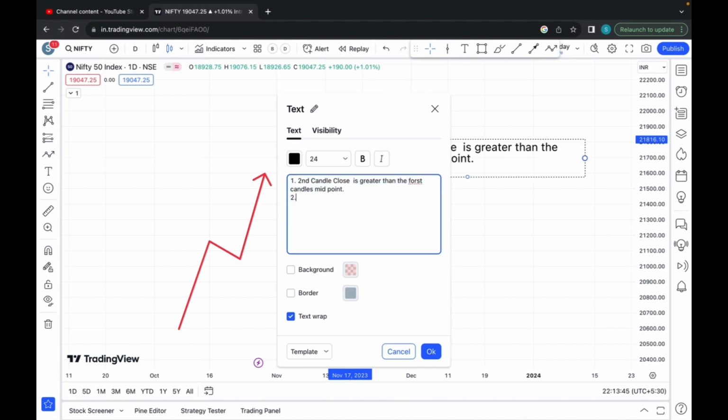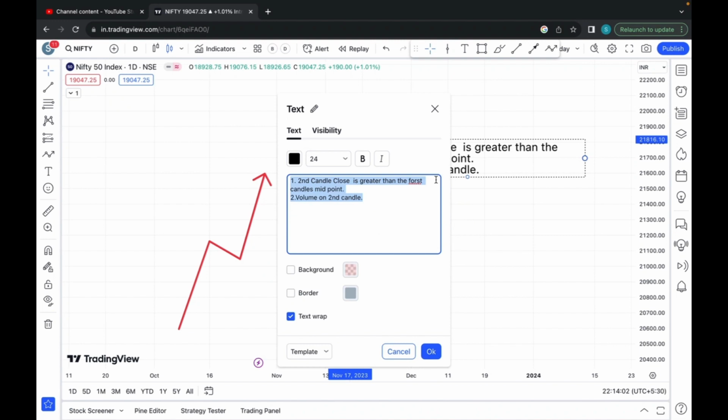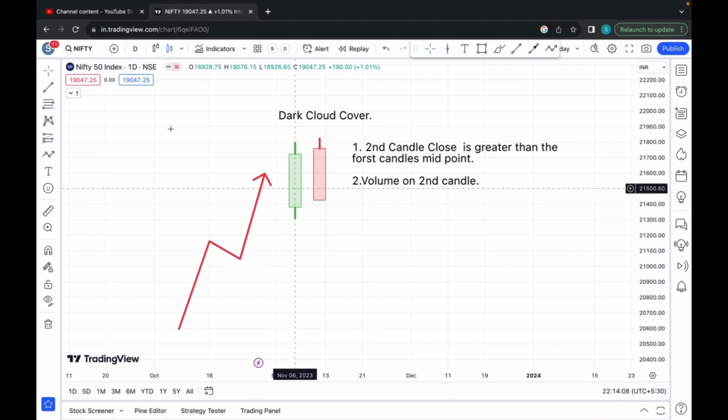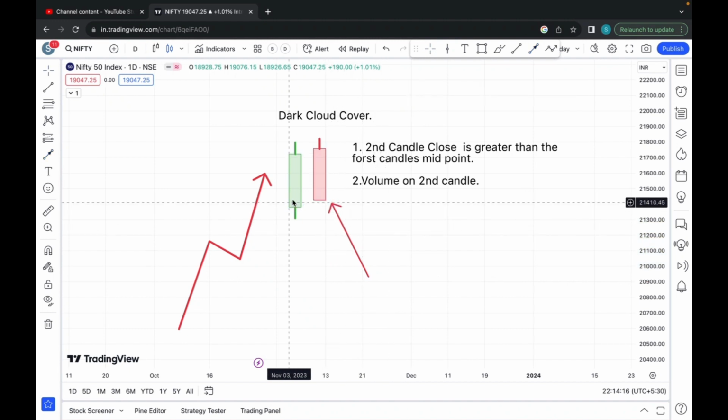And the second point, when it gets even more important, is volume on the second bar, the second candle. Whenever you see higher volume recorded on your second candle than on your first candle, that means this is very powerful.